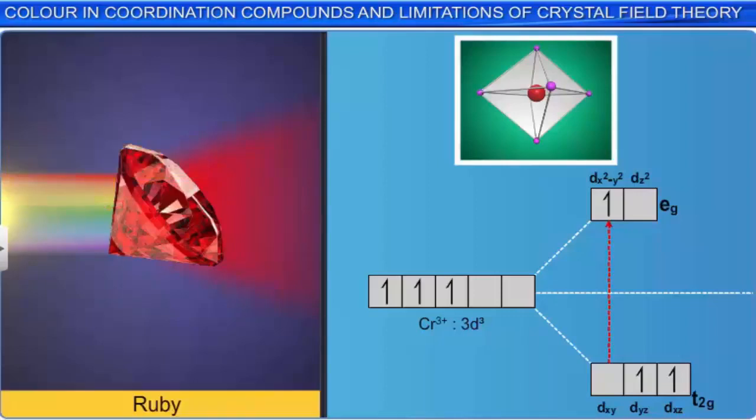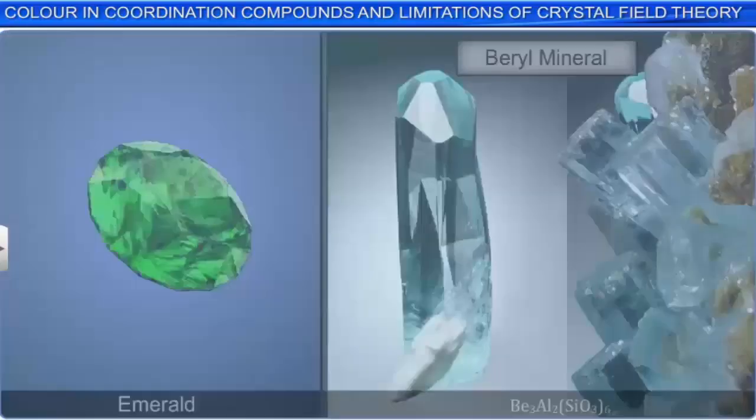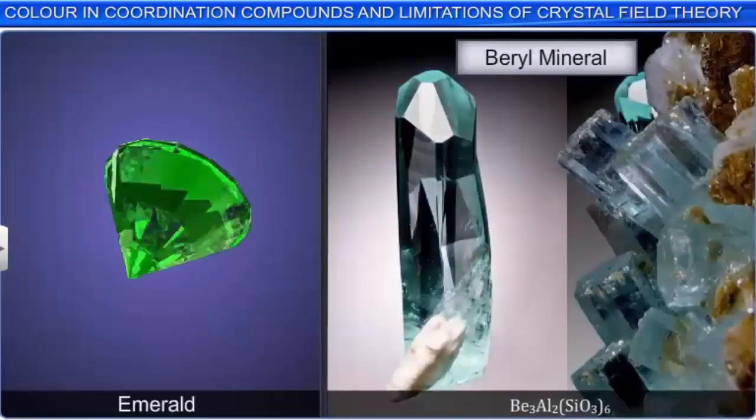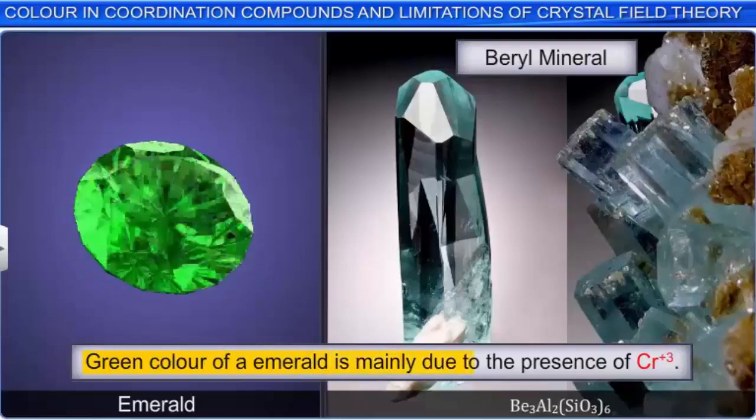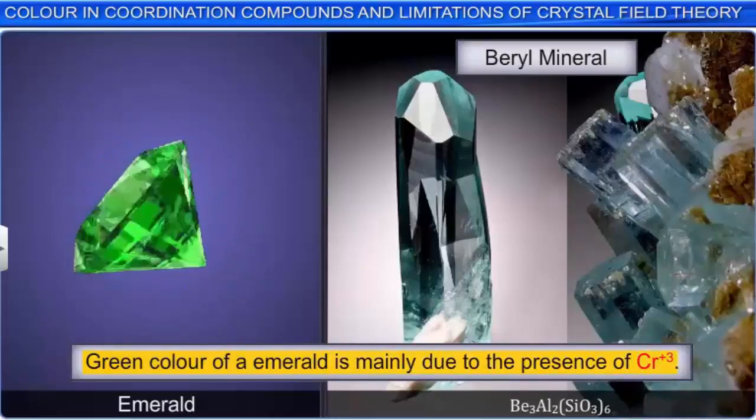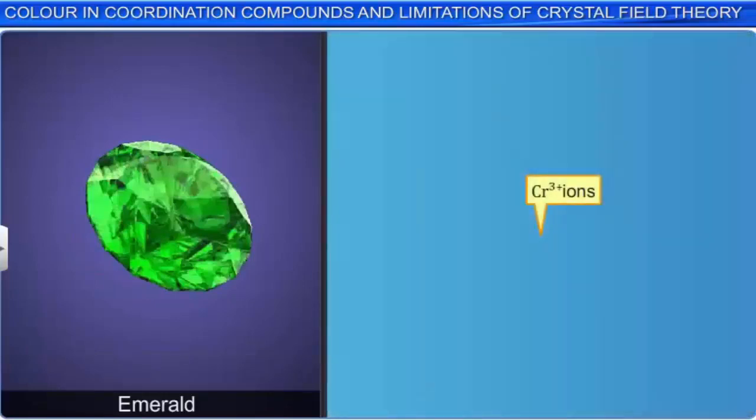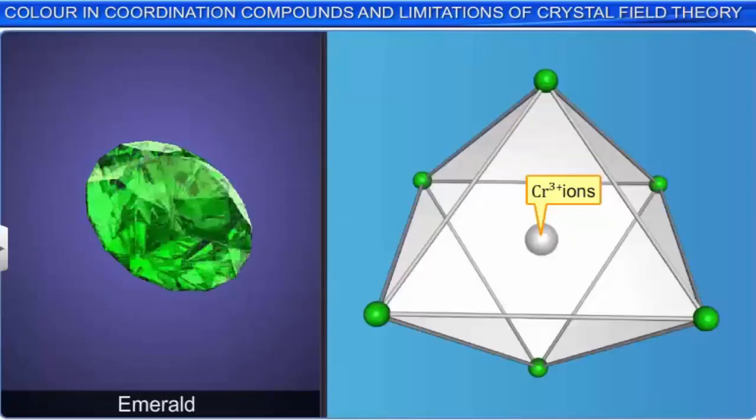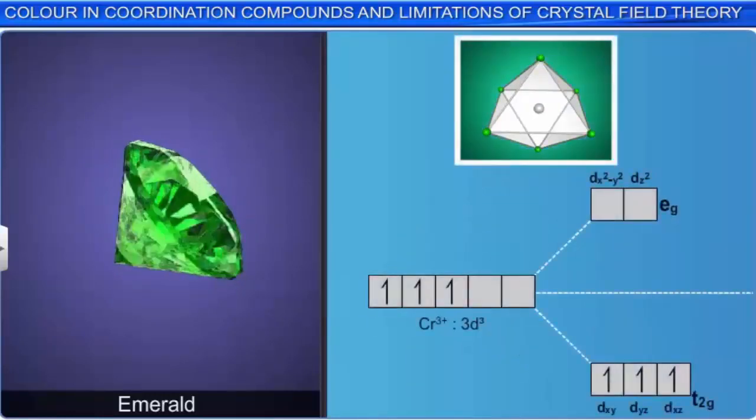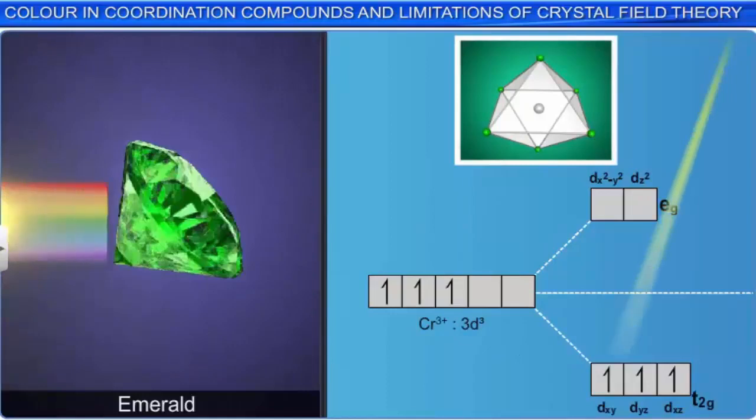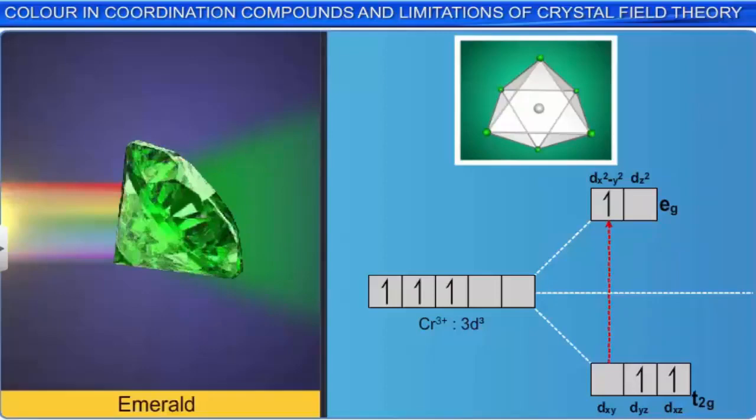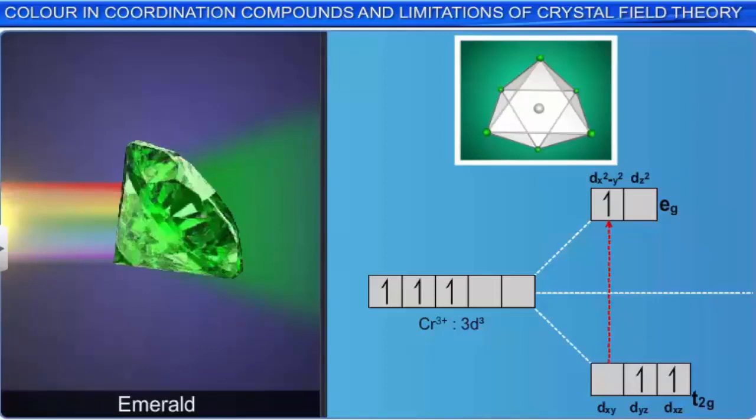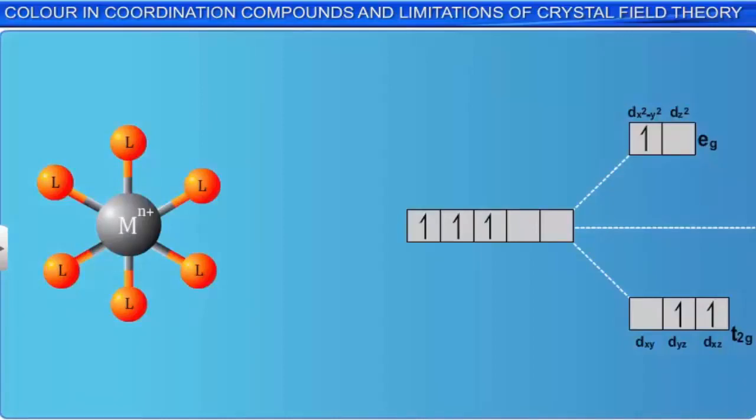Emerald is a green variety of the mineral beryl. The green color of emerald is due to the presence of chromium 3+ ions. The chromium 3+ ions occupy the octahedral sites in beryl. Due to this arrangement, it absorbs the yellow-red portion of light and, in turn, transmits the complementary color green. Hence, an emerald appears green. It is important to note that in the absence of a ligand, crystal field splitting does not occur. As a result, the substance remains colorless.